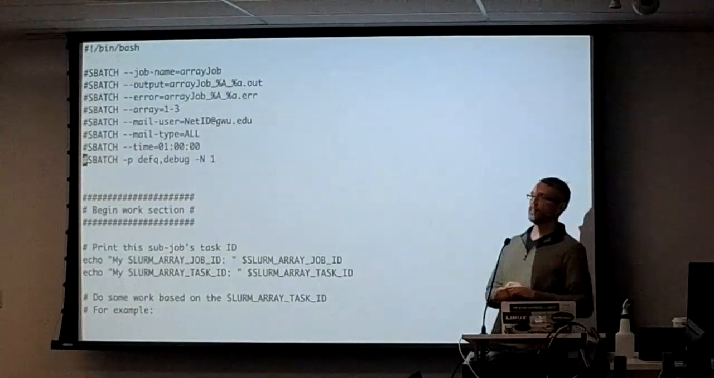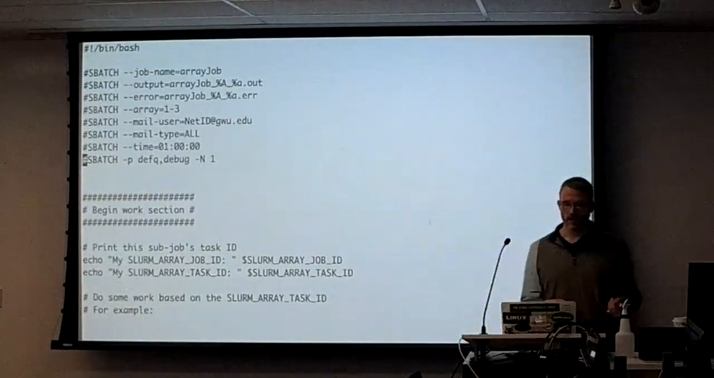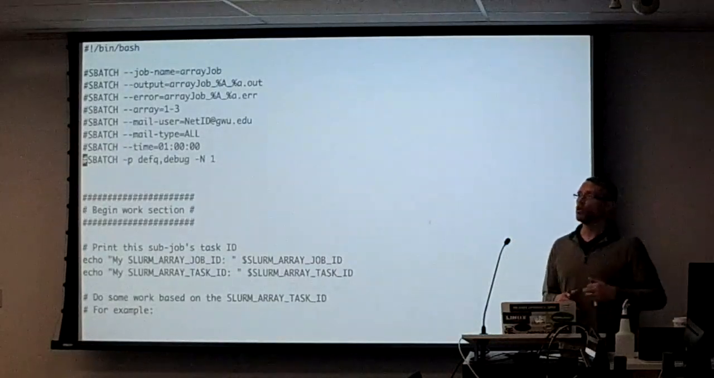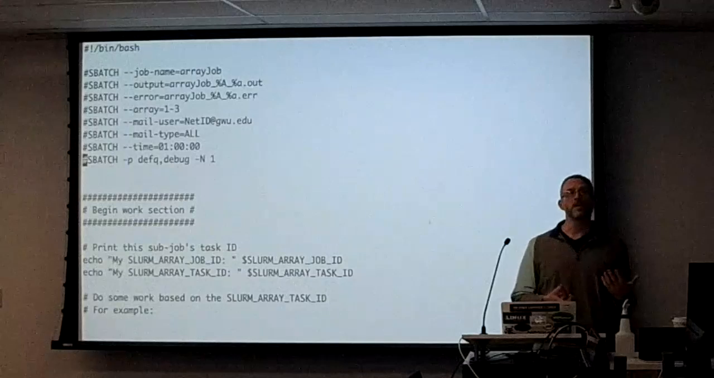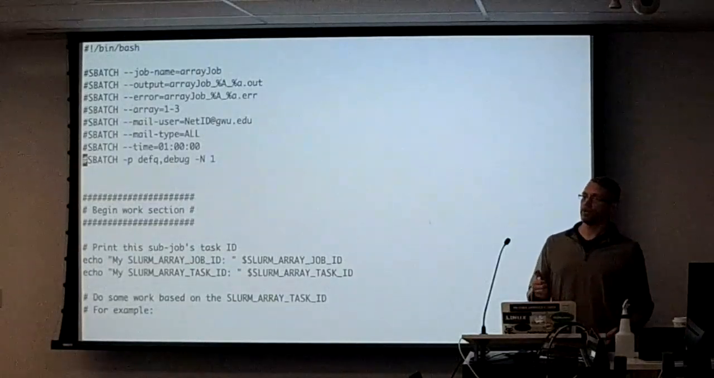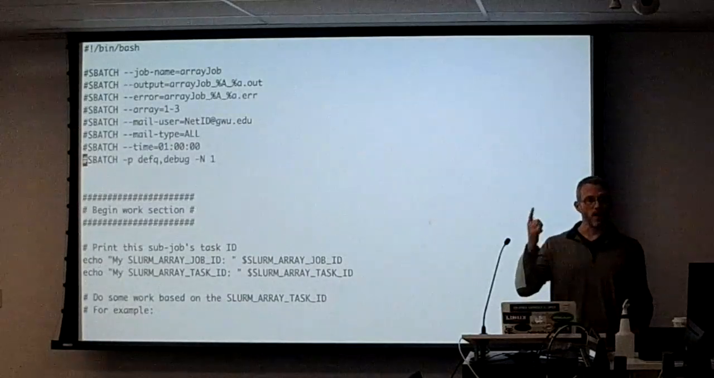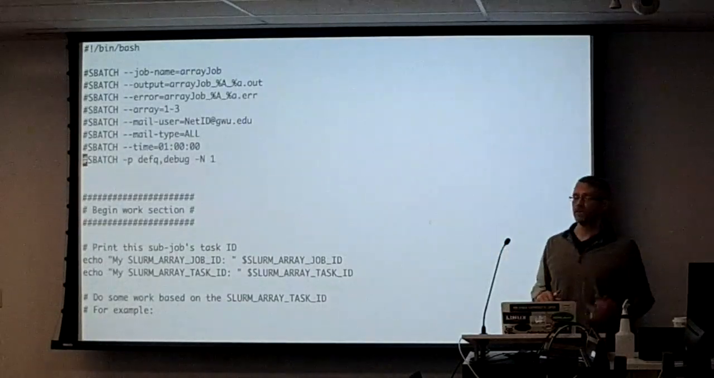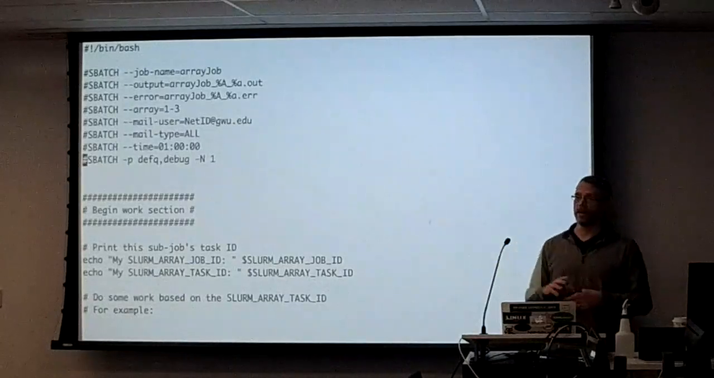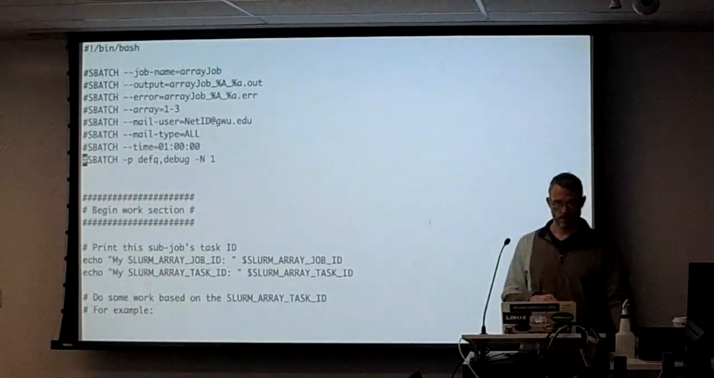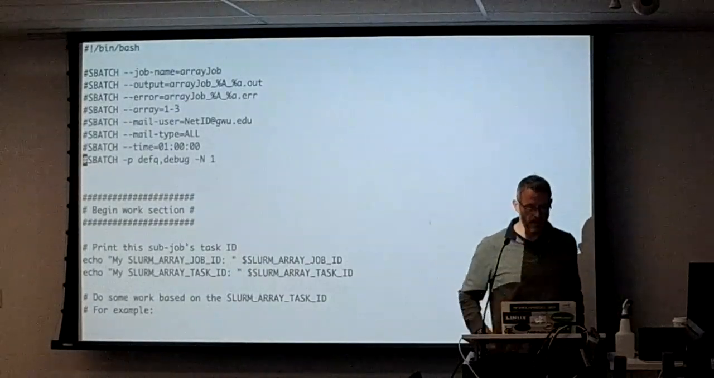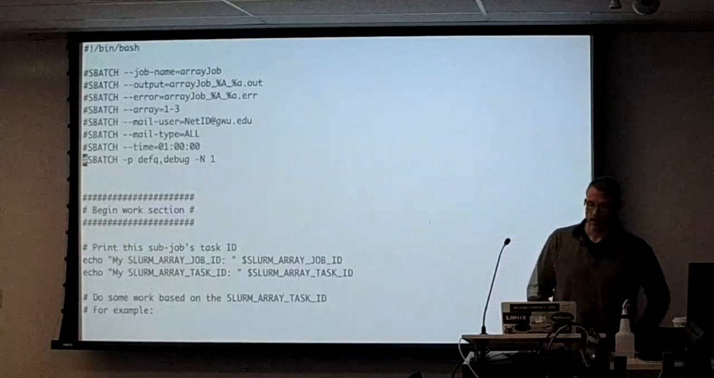The next two lines are our -o and our -e lines, but instead of using the %j for our job ID, we're going to be using %A and %a. The %A is going to be interpolated with our array ID, and the %a is going to get interpolated by the index within that array. You'll see when we produce the output files and the error files.